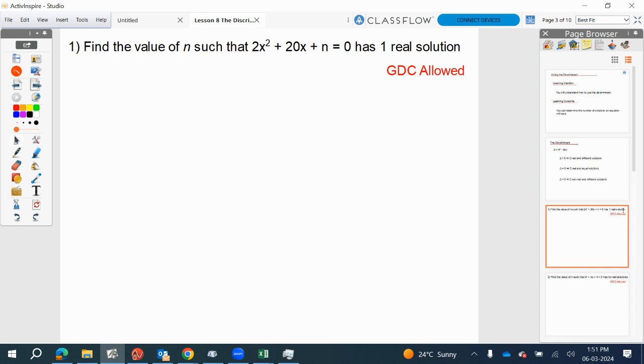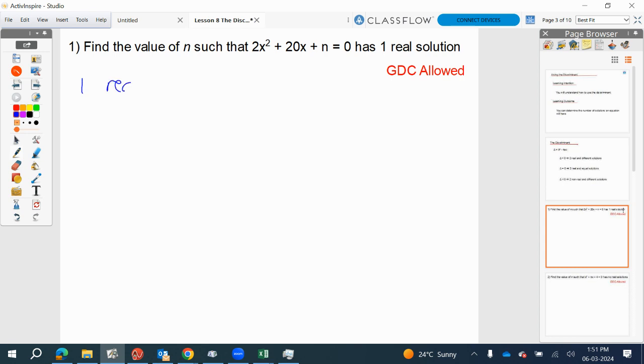So when you see the wording on a question and it's talking about the number of solutions, you need your brain to fire and say discriminant question. So in the wording of this, it says find the value of n such that this quadratic equation has one real solution. So when you see a question talking about the number of solutions to an equation, the first thing to think about is, oh, this is probably a discriminant question. And it is. We need one real solution. So what value does the discriminant have to have? 0.